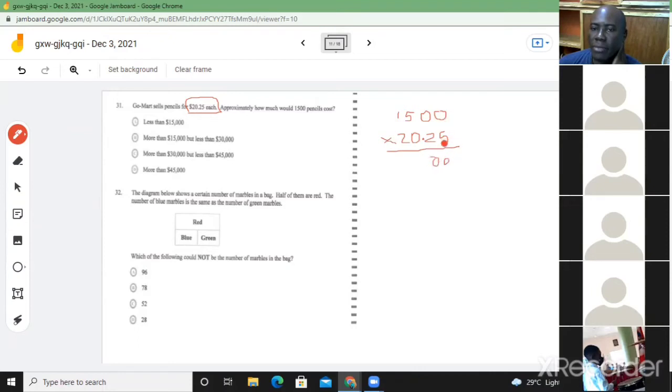5 times 0, 5 times 0, 5 times 7, 5 times 5, 25, and so on. You just keep doing that. Put a 0 here. 2 times 0, 0. 2 times 0, 0. 2 times 5, 10. Carry the 1, 2 ones, 2, 3.